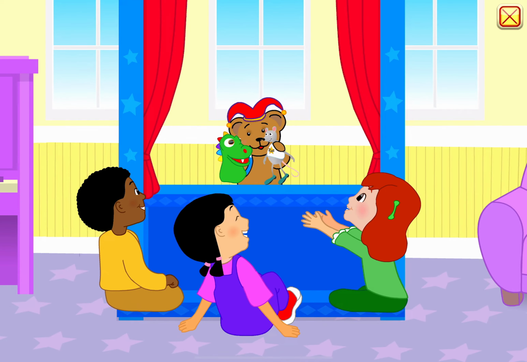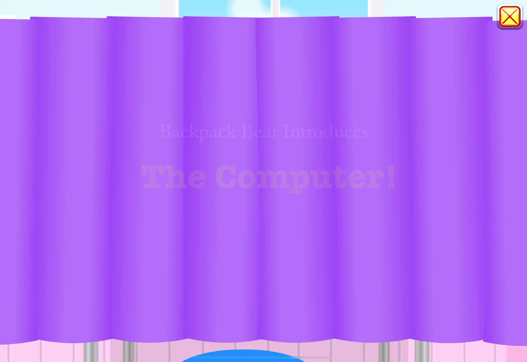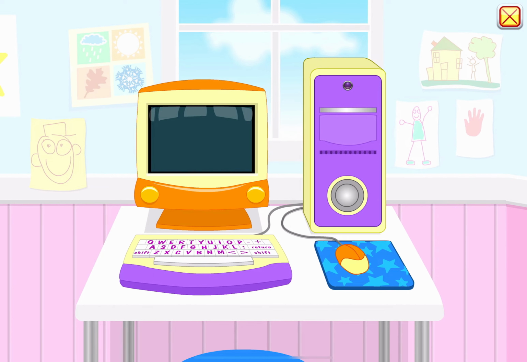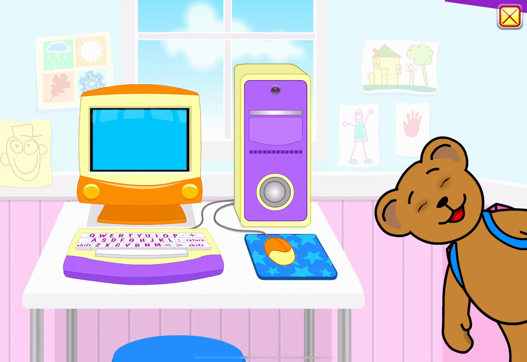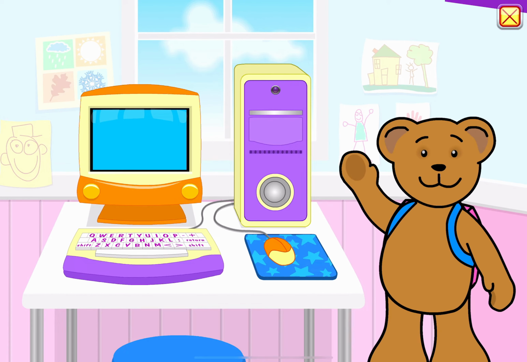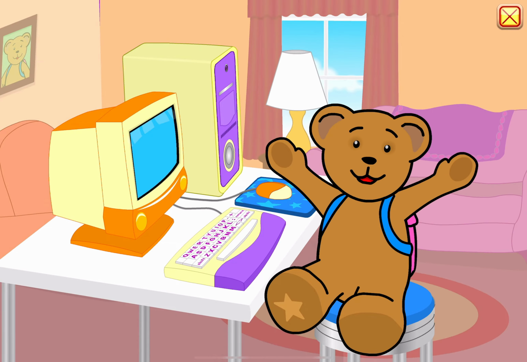Backpack Bear introduces the computer. These things we call computers are made up of many things. The actual computer is just the small machine. This here is the monitor, the keyboard, and the mouse. You'll find them at your school and maybe at your house.